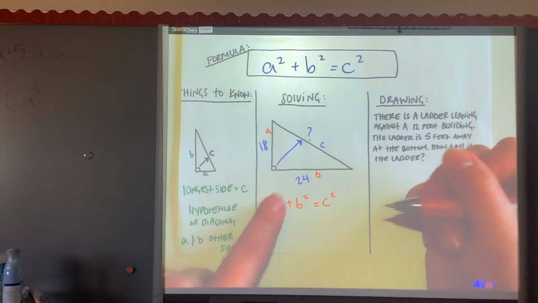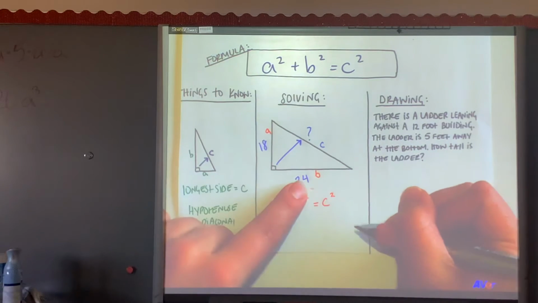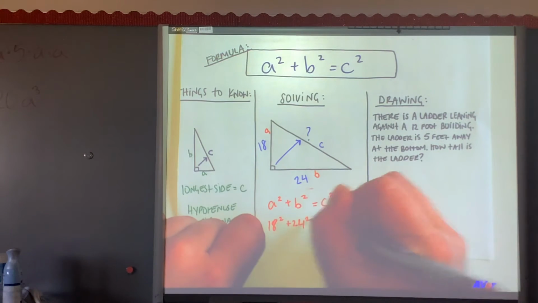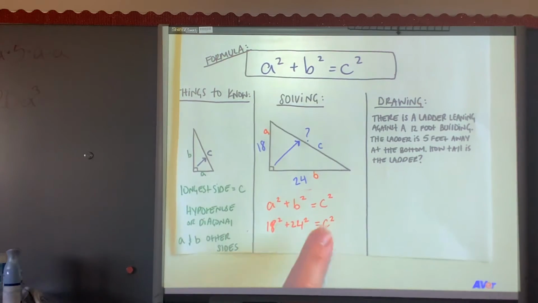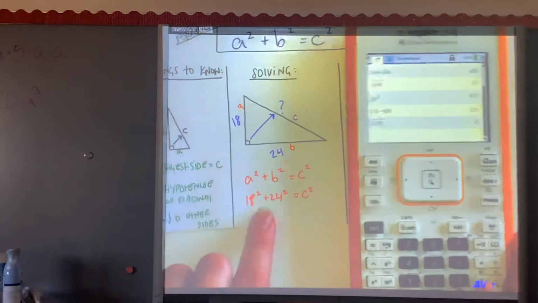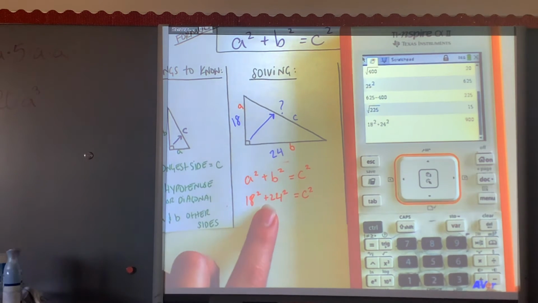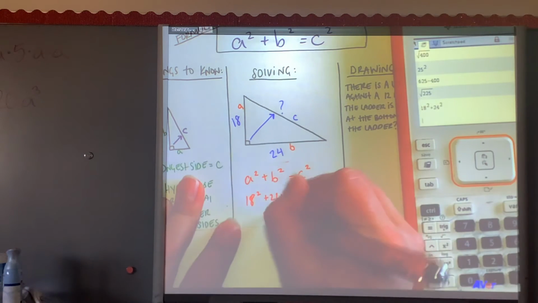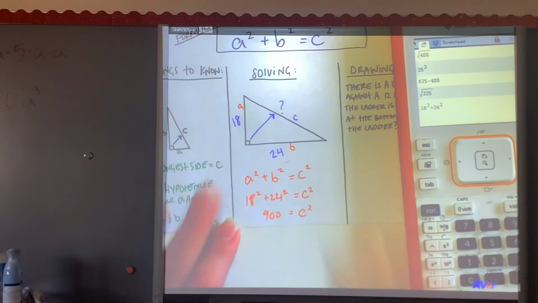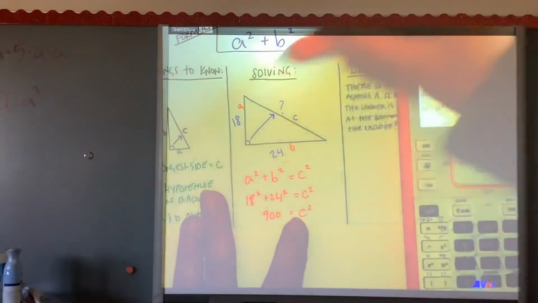So if A squared was 18 squared, I could calculate that. And if B squared was 24 squared, I can definitely calculate that too. I still just don't know what C squared is. So I'm going to take it a step further in my calculator and type 18 squared plus 24 squared instead of going one by one. I can just do both of them together in the calculator. 18 squared plus 24 squared is 900. But remember, this is 900 equals C squared. It is the square that it was supposed to make.